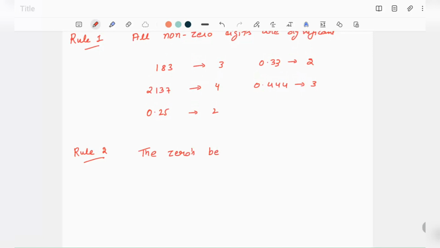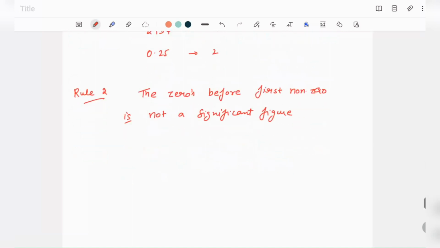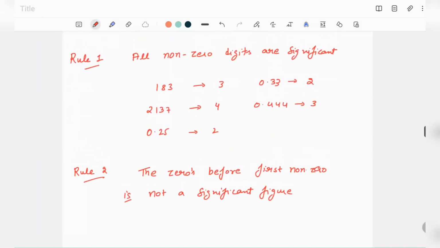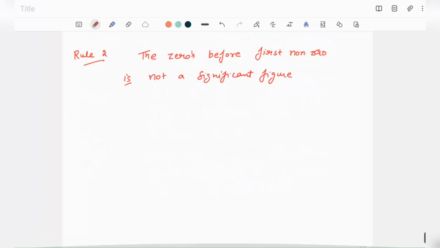The zeros before the first non-zero is not a significant figure. Let's see some examples of this rule. I think the first rule is clear. All the non-zeros are significant figures. If you see any non-zero, it is going to be a significant figure. Let's see some examples.